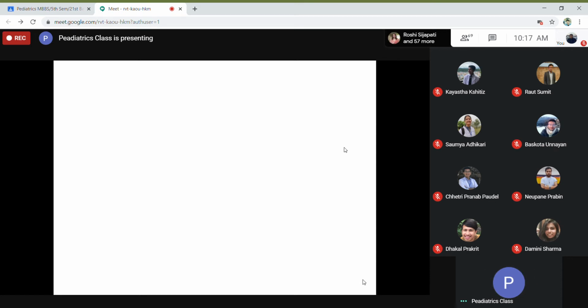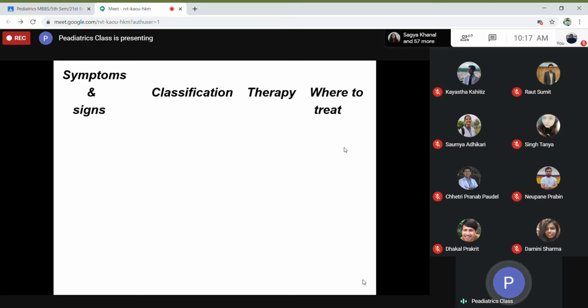So how will you classify the pneumonia according to WHO? Depending upon the symptoms and signs, it is classified, and after classification, we give the treatment and decide where to treat, at home or in the hospital. So according to that, it has been classified in developing countries by WHO to find out the pneumonia or acute respiratory tract infection.